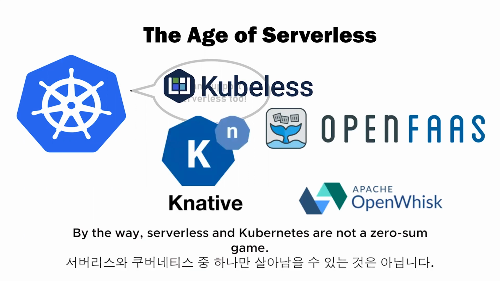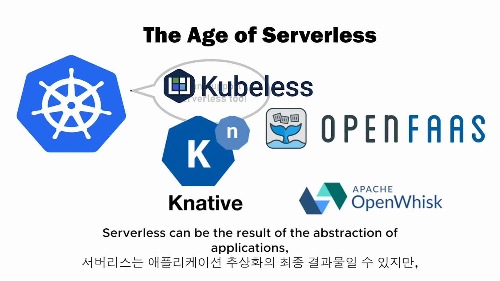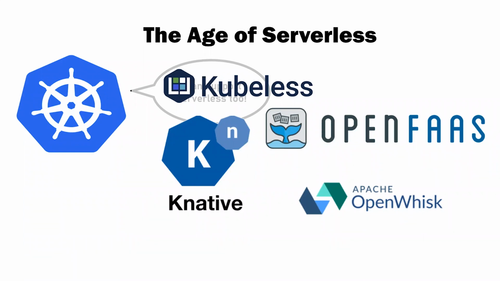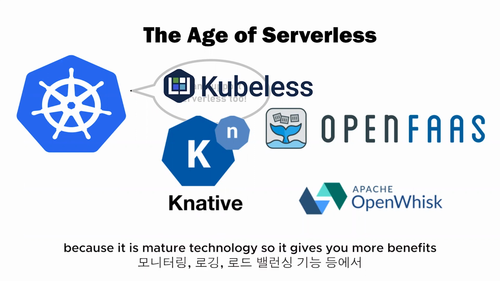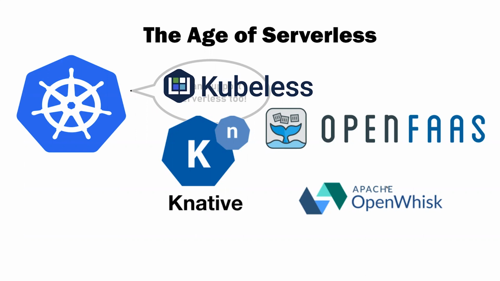By the way, serverless and Kubernetes are not a zero-sum game. They can grow together without serious competing. Serverless can be the result of the abstraction of applications. However, not all applications can be delivered in the same way. Sometimes an application needs orchestration and management via containers because it is a mature technology, so it gives you more benefits like capabilities of monitoring, logging, and load balancing.